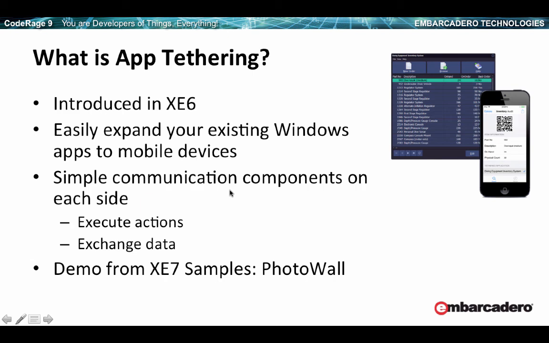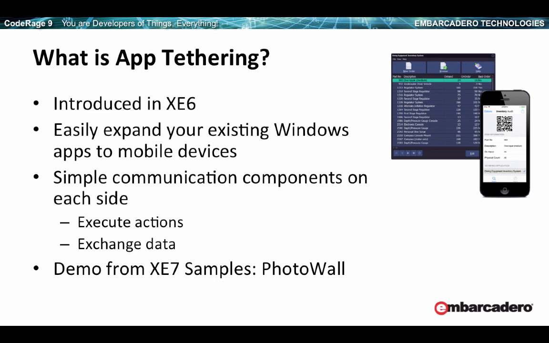Another great technology that you can leverage is app tethering. App tethering is extremely powerful. It was introduced in XE6 and has been expanded in XE7 to cover Bluetooth and some more Wi-Fi scenarios. It can be used to easily expand your existing Windows applications to mobile devices, and it's actually a great reason to migrate your applications because these additional mobile companion apps can really become a big reason for your customers to buy an upgraded version of your application, so something that you'll directly benefit from.